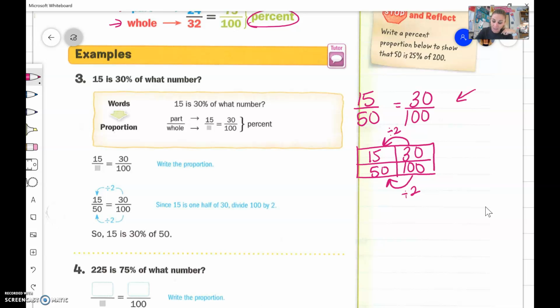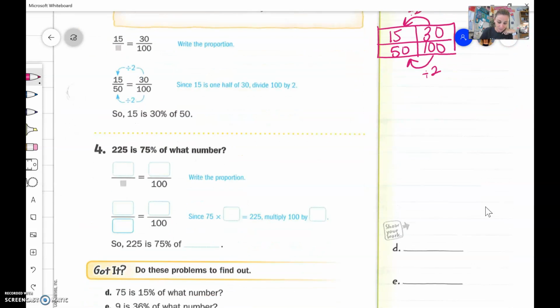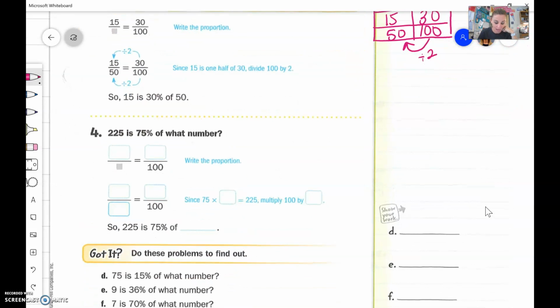Again, you can write it as an equivalent fraction, or you can use a ratio table. Either one is going to get you the exact same answer. So take a look here. It says 225 is 75% of what number? Well, let's think. What do we know? 75%. Percent means out of 100. That's going to go there. 225 is going to go here.